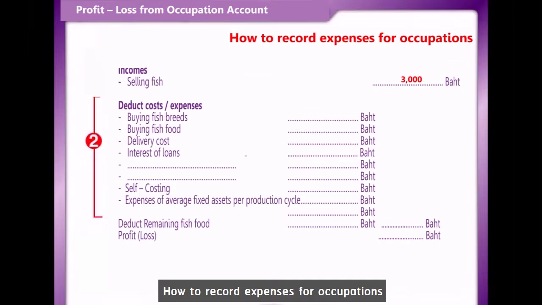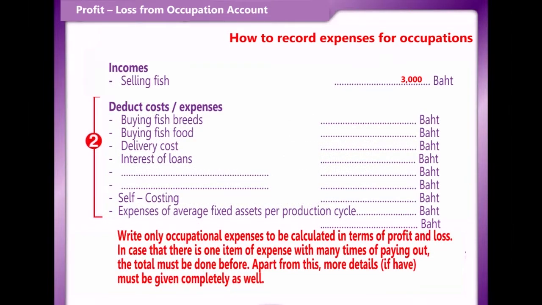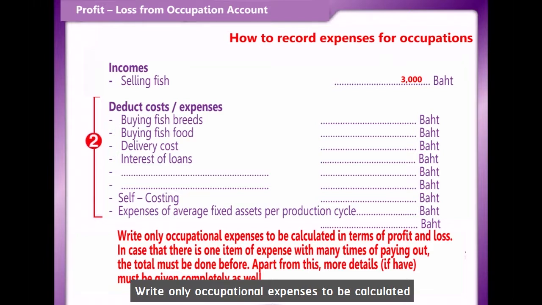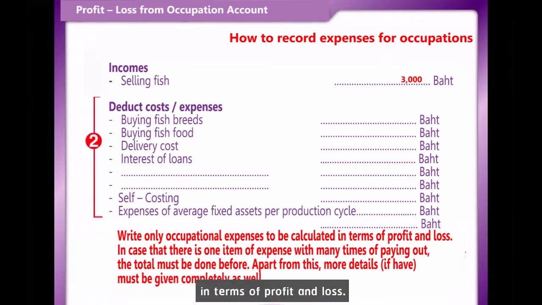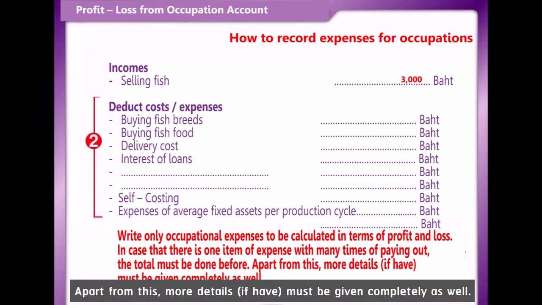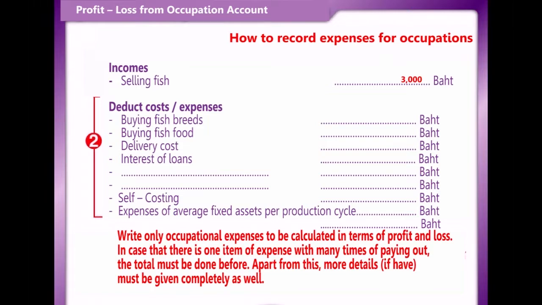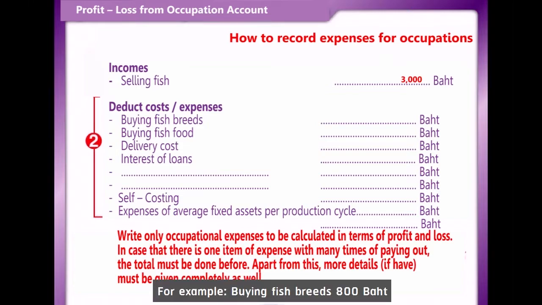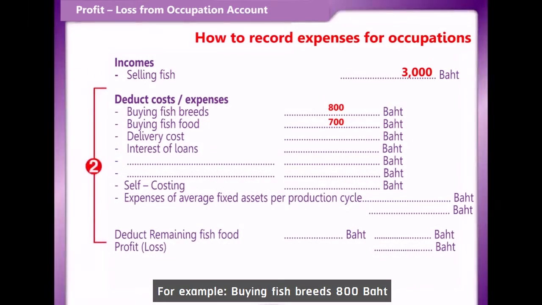How to record expenses for occupations. Write only occupational expenses to be calculated in terms of profit and loss. In case there is one item of expense with many times of paying out, the total must be done before. Apart from this, more details, if any, must be given completely as well. For example, buying fish breeds 800 baht, buying fish food 700 baht.